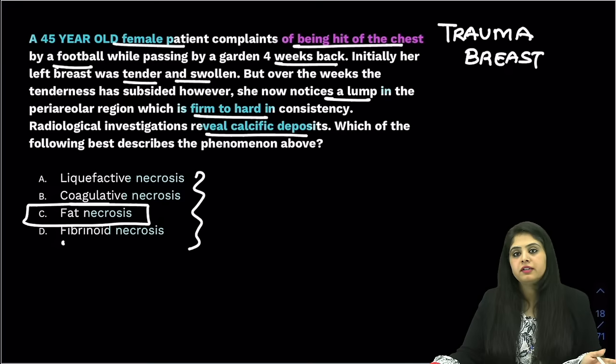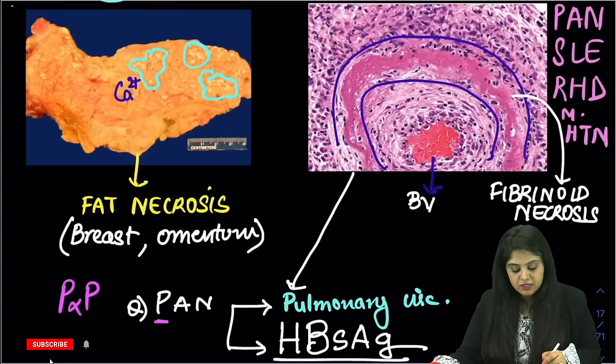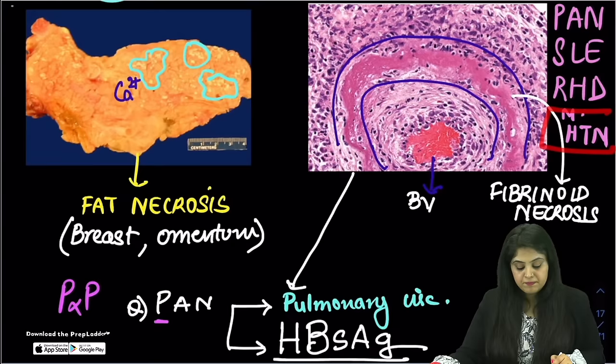Okay, someone had asked me in between which hypertension was fibrinoid. Fibrinoid is seen in malignant hypertension. Not a very common feature of benign. It is seen in malignant hypertension.